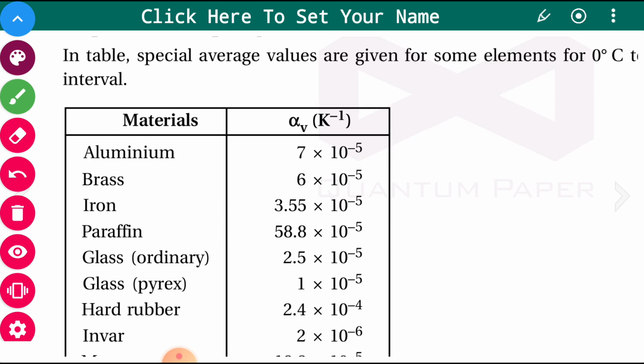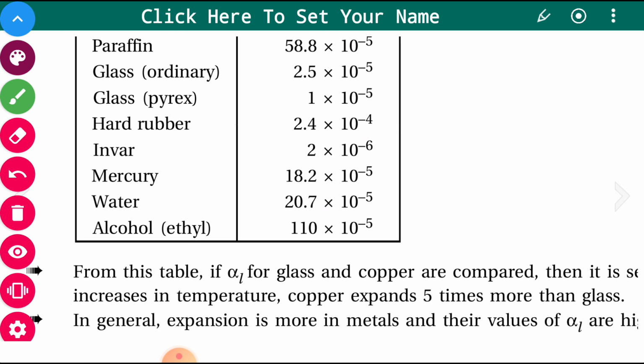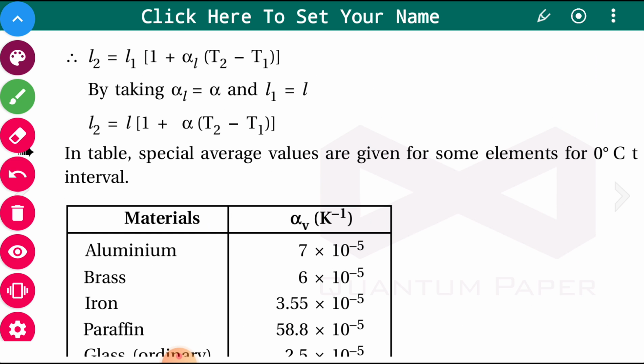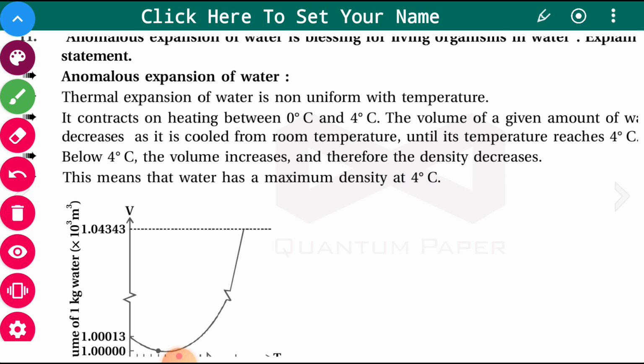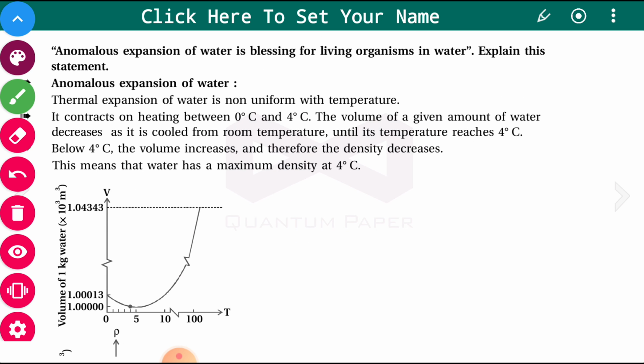This is the table which gives you the value of alpha for different materials. Now, the anomalous expansion of water is a blessing for living organisms in water. Let us discuss the anomalous expansion of water. Thermal expansion of water is non-uniform with temperature, that is anomalous expansion. Now it contracts on heating between 0 degrees Celsius and 4 degrees Celsius.